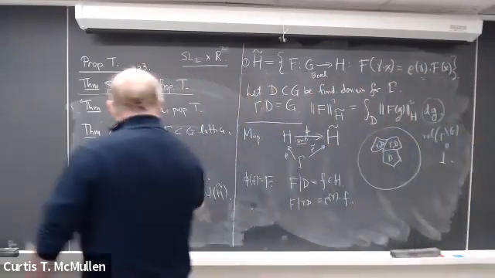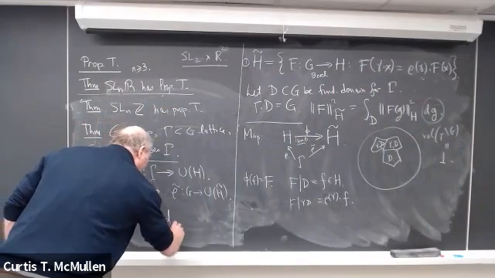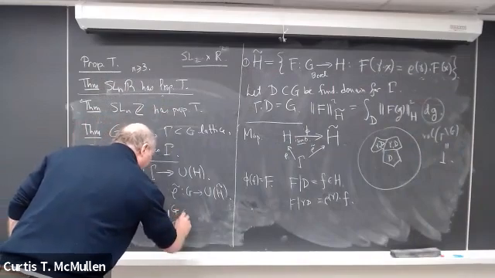Okay, so this representation rho tilde is often denoted in the following way. It's the induced representation from gamma to G of rho.